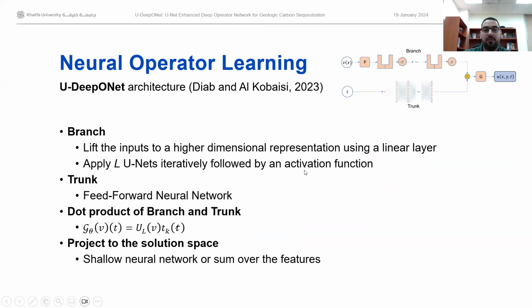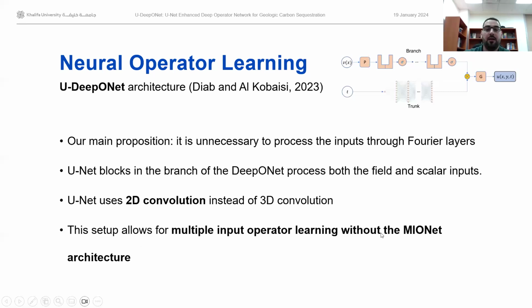So this is the algorithm. As we mentioned already, we lift the inputs to a higher dimensional representation using a linear layer P, and then we apply L number of UNets iteratively, each followed by an activation function. The trunk is a simple feed-forward neural network. Then we perform the product of these two outputs of the branch and the trunk, and we project back to the solution space using a shallow neural network. You can also opt to use the sum over the features of the output to map back to the solution space.